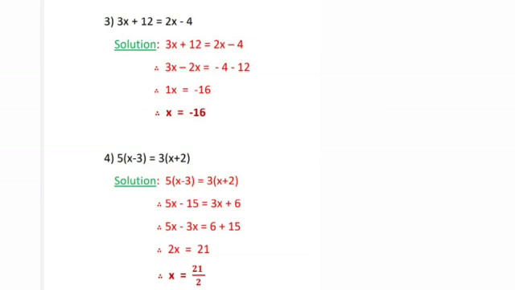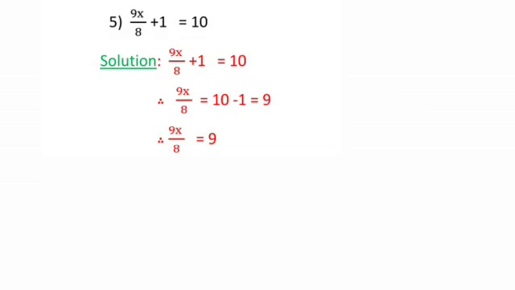So 5x minus 3x is 2x is equal to 21. Now 2x means multiplication, gets converted into division. Therefore x is equal to 21 upon 2.